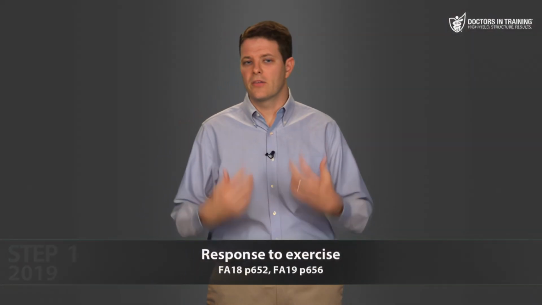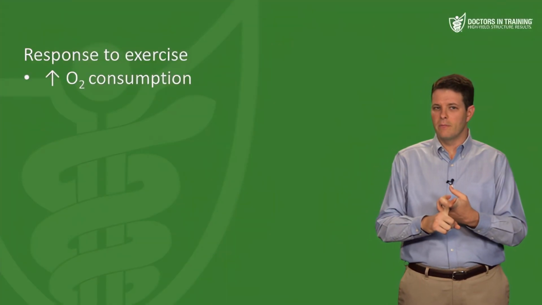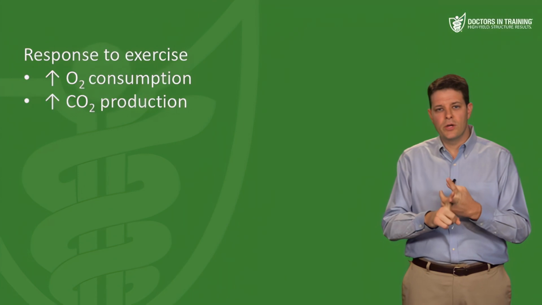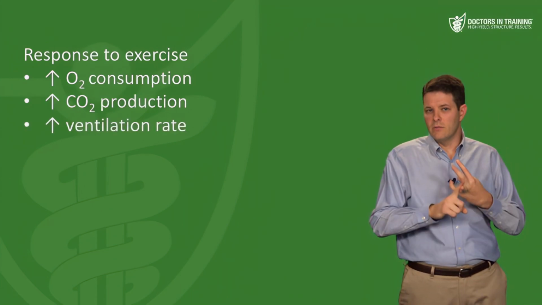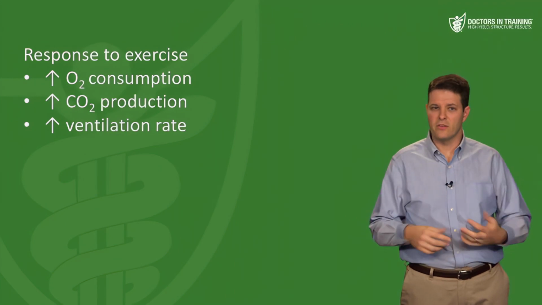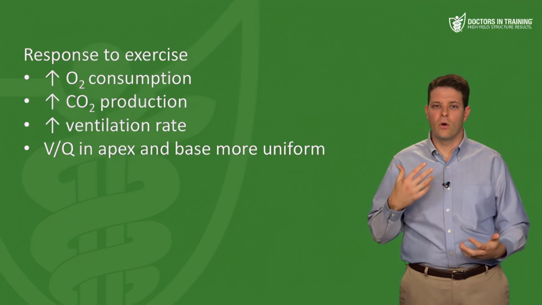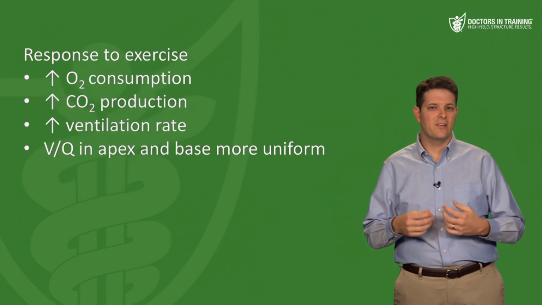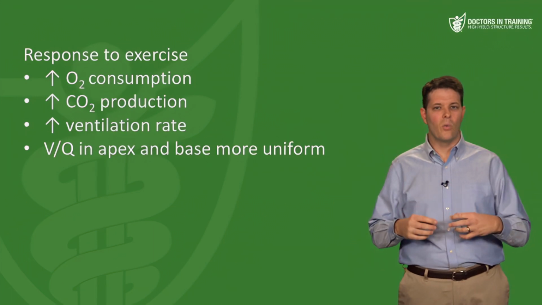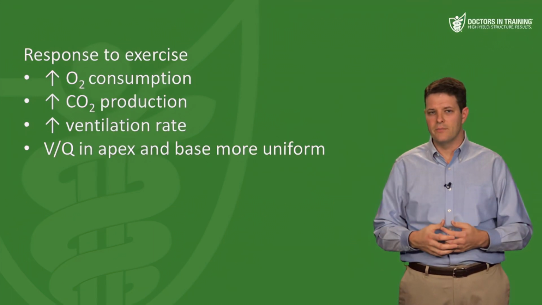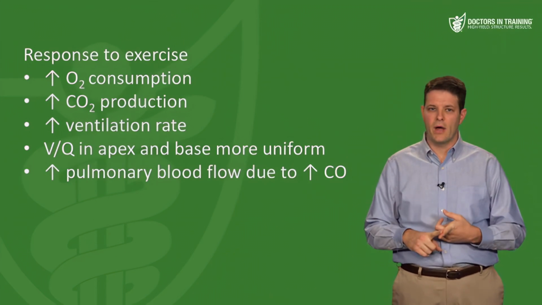What happens with exercise? So when you exercise, you're going to increase O2 consumption, and you're going to increase CO2 production from your muscles. You also increase your ventilation rate to meet oxygen demand, so you're breathing faster. The VQ ratio in the apex and the base becomes more uniform, more balanced. Remember, we said that exercise causes those pulmonary capillaries in the apices to dilate, so you're not wasting so much of that available oxygen. You have increased pulmonary blood flow due to increased cardiac output.